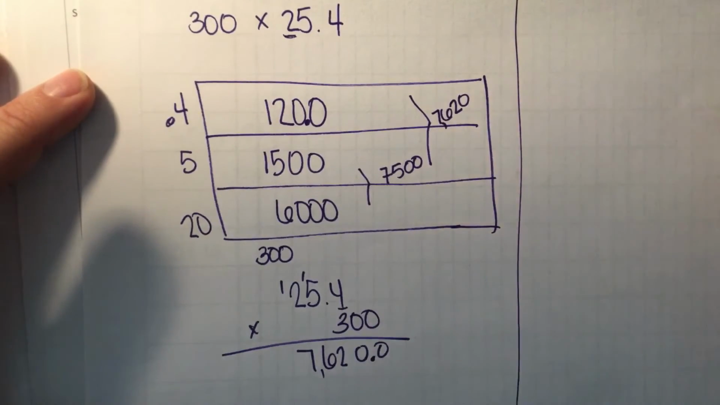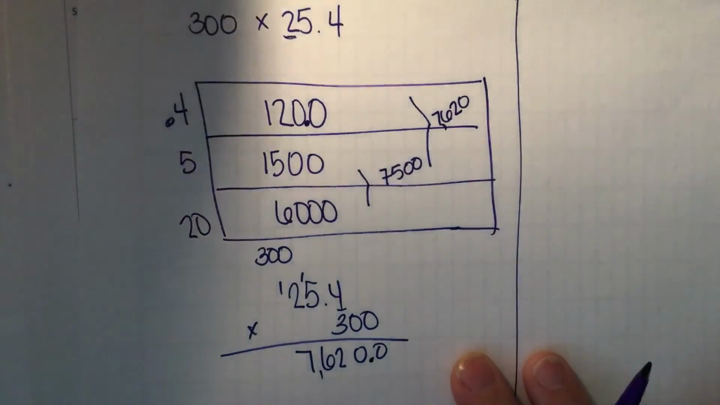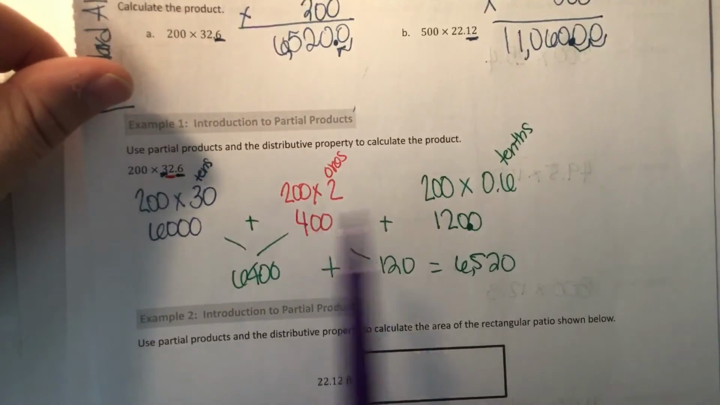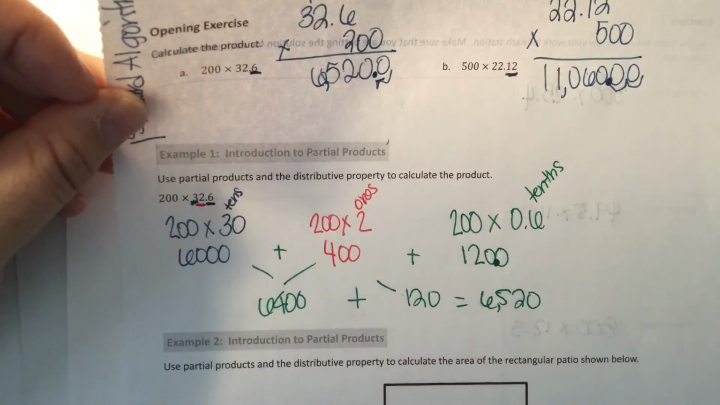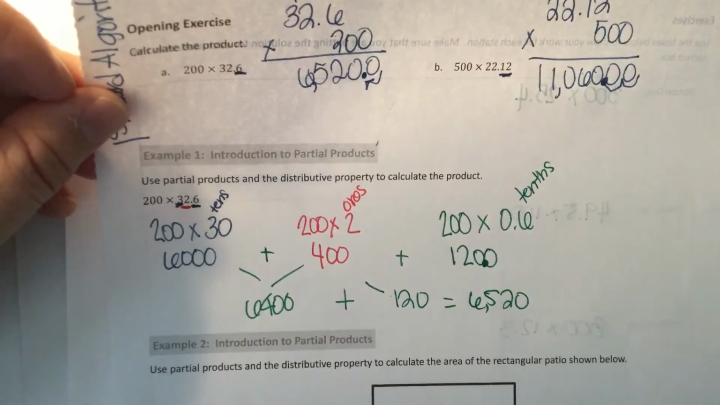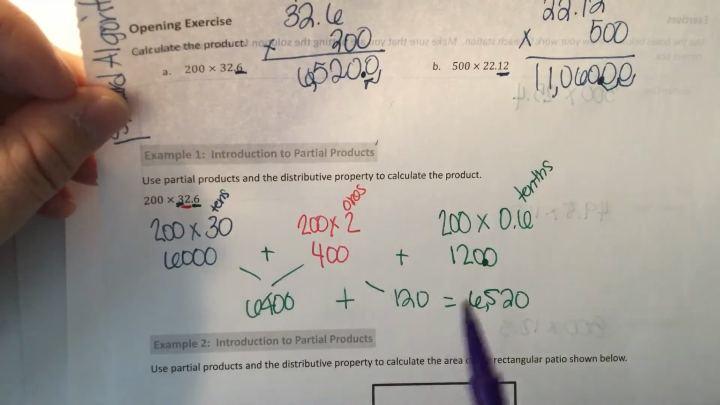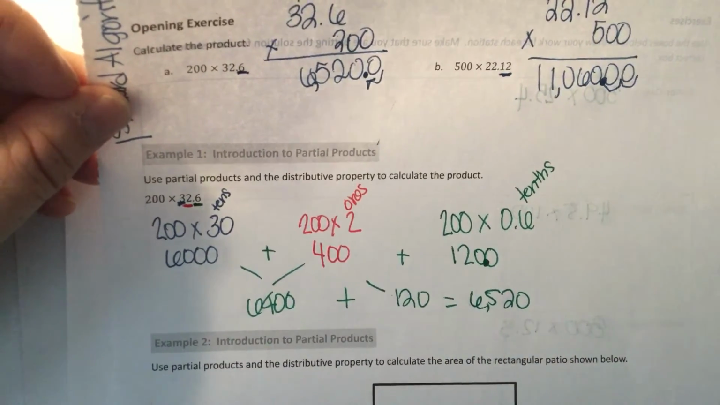Okay. If we're feeling a little fuzzy on this, feel free to do it the way I did with the first one. Okay, I'll go back to that. You can break it down this way too. I don't have a problem with that. If the diagram works for you, the diagram works for you. If this works for you, that works for you. But when you're doing partial products and they're asking you to do distributive property, you're distributing the 200 to your tens, the 200 to your ones, and the 200 to your tenths or hundreds.